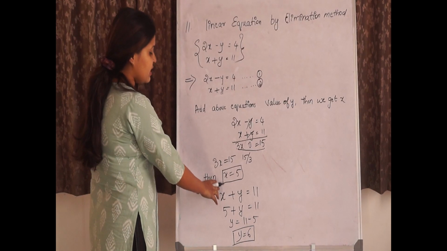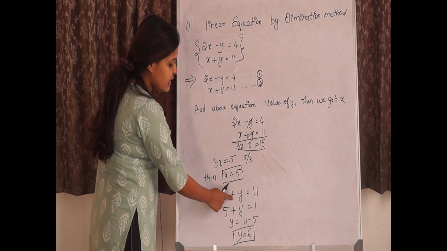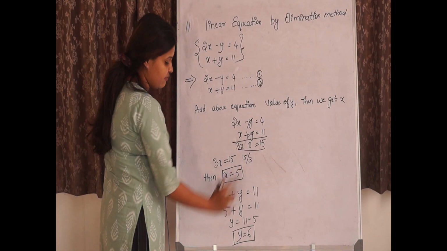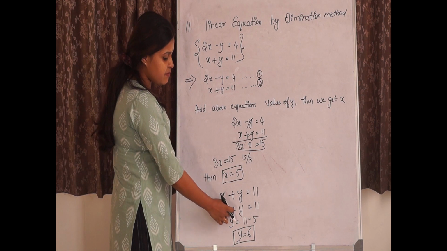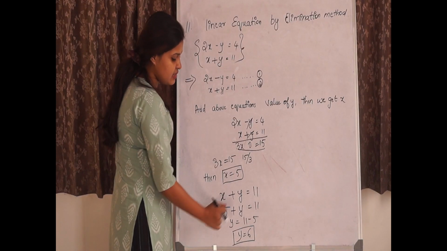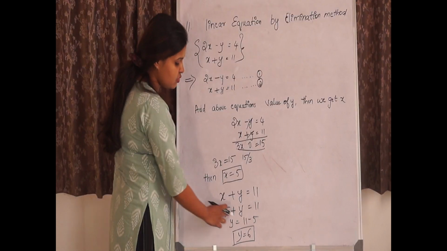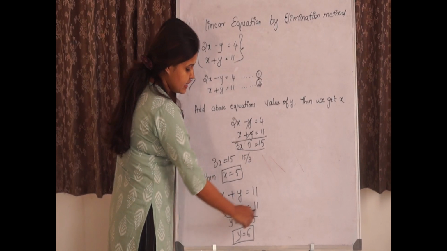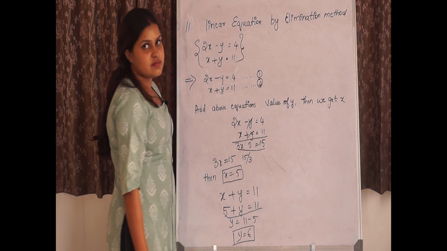Now let's include the x value in one of the equations. x + y = 11. x will be considered as 5, so 5 + y = 11, where we will be getting the y value: y = 11 - 5, which will be y = 6.